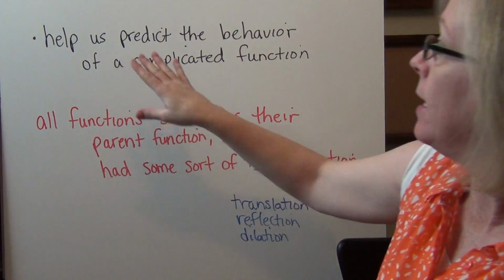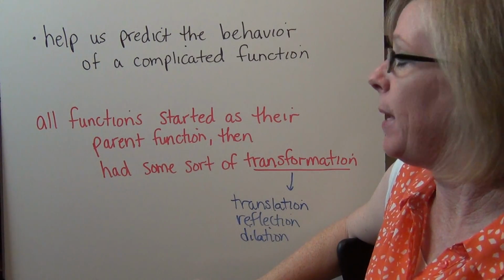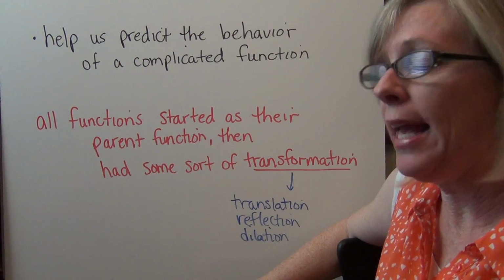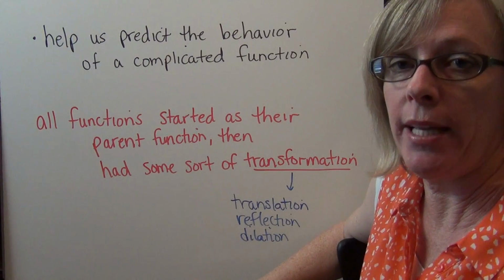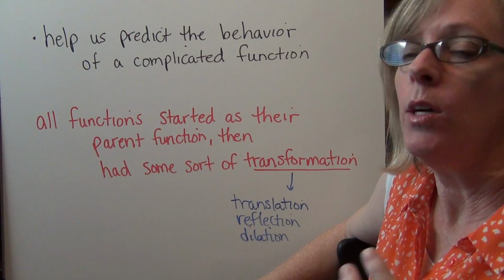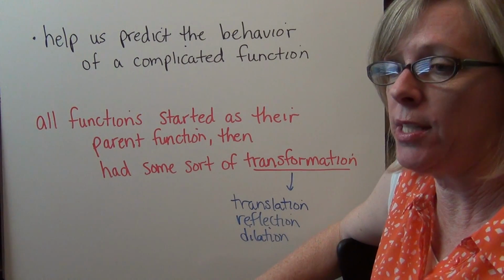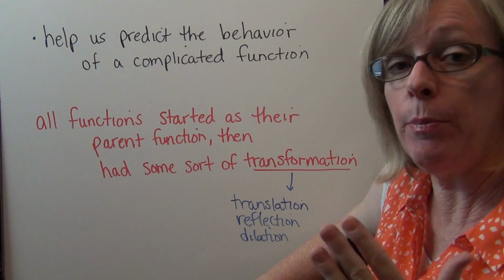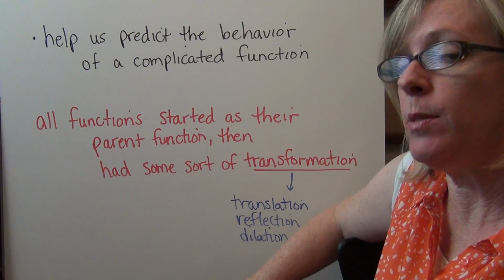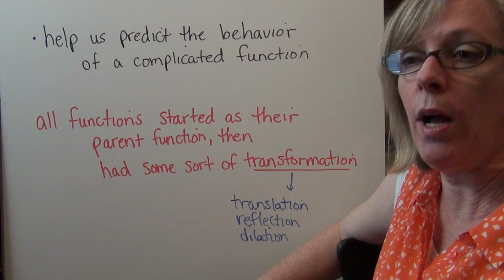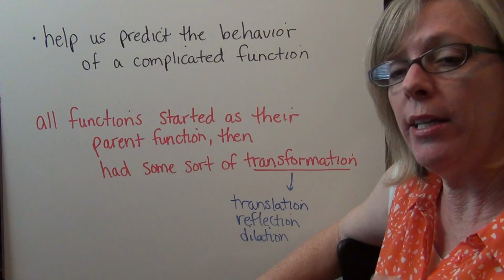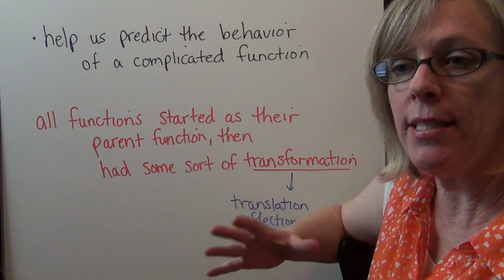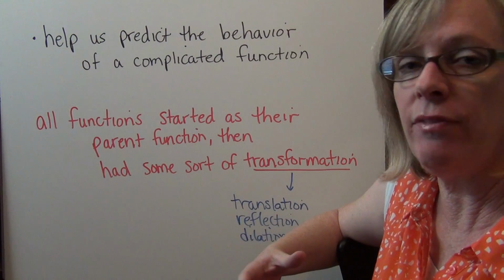Parent functions help us predict the behavior of, as I said, the more complicated functions. By behavior we mean, we'll describe the behavior of a function such as, well, it's steeper than the original function, or it's been transformed 3 spaces to the right or 4 spaces down. But we can talk about them relative to the basic parent function. How are they different from that?